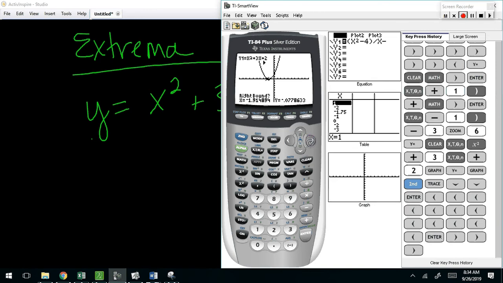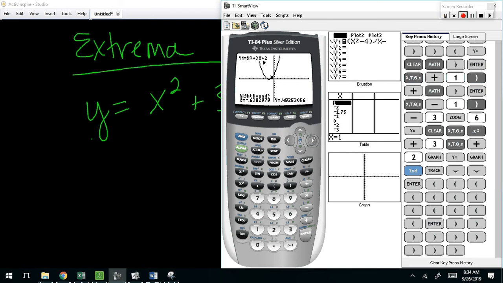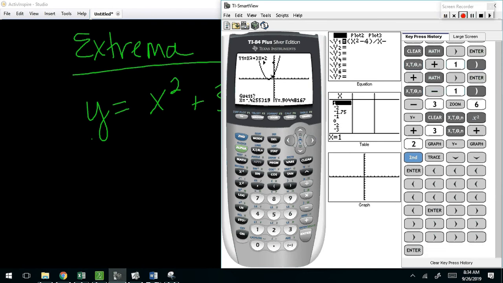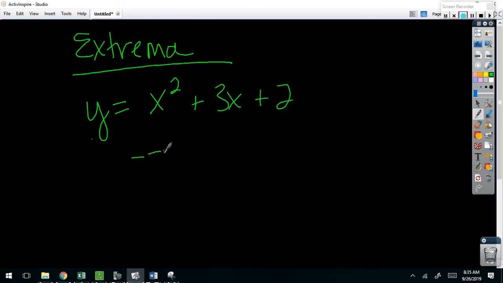Go back to that minimum or close to where you think it is and hit right 3 or 4 times and hit enter. So you're just giving it an area. You're saying find the lowest point anywhere between those 2 arrows I just put on there. And then you hit enter one more time and it will calculate it for you. Okay. So the minimum of this one is negative 1.5.